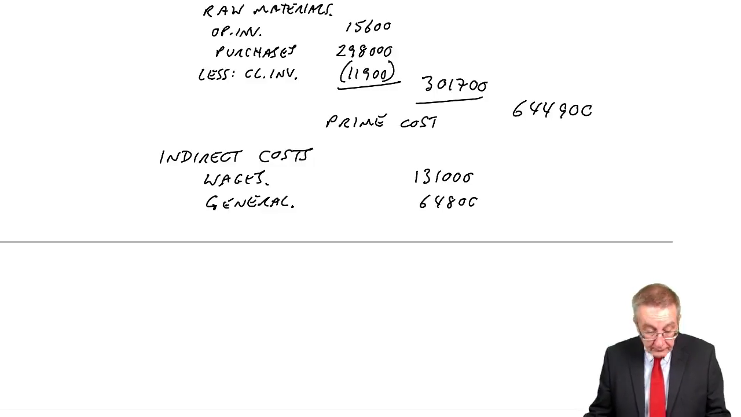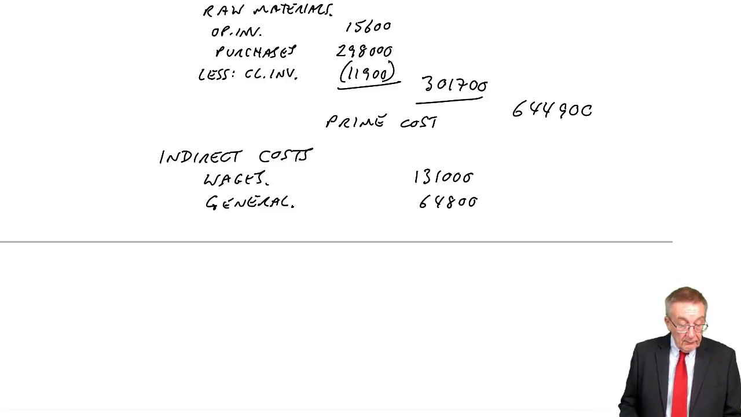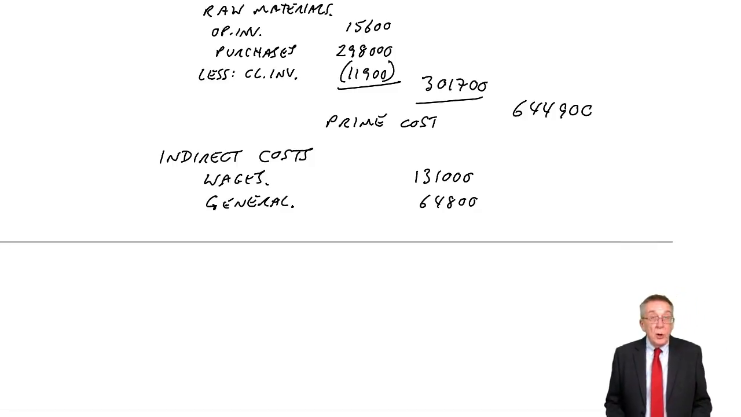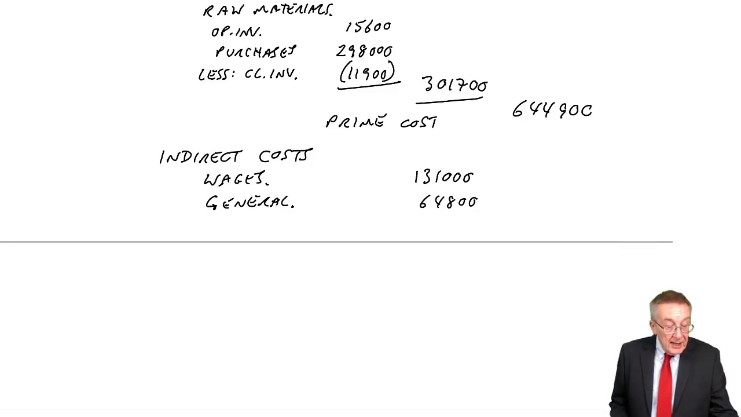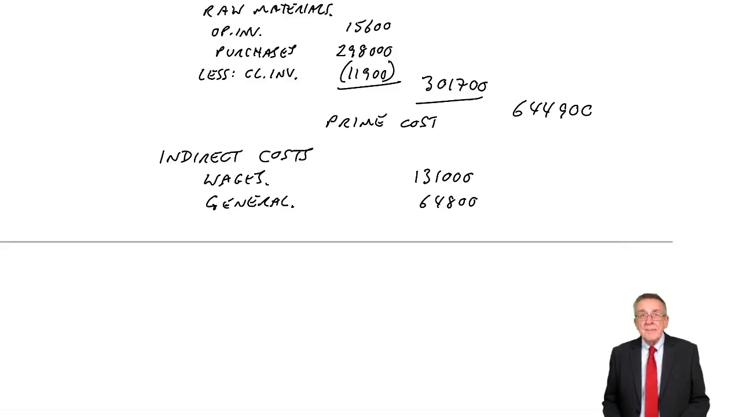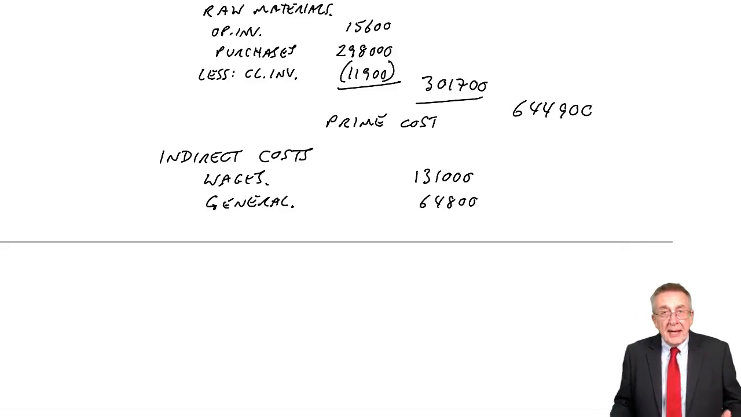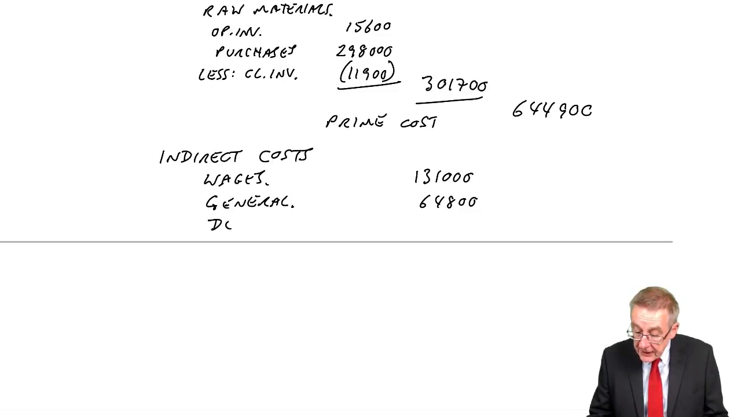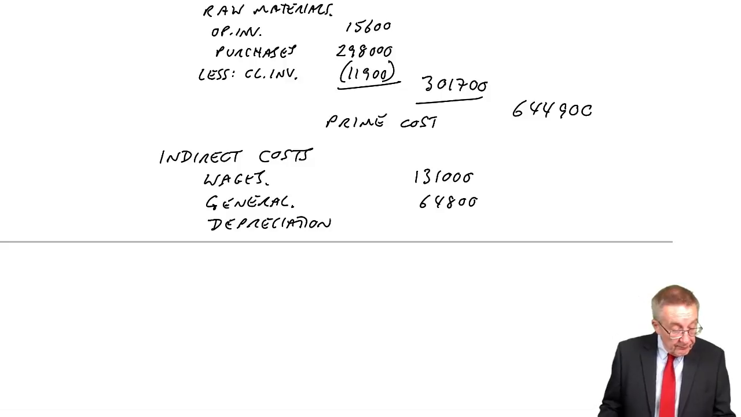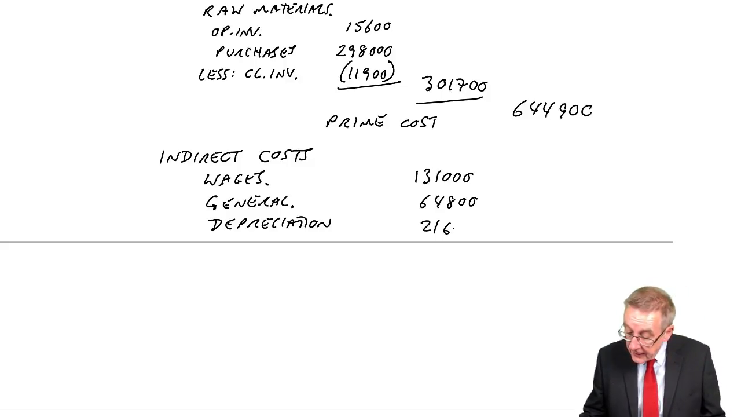64,800. Oh, jumping a few more, you see why I jumped in a minute. The last balance, depreciation of plant and machinery. It's an expense, and because it's plant and machinery, it's an expense in the factory. 21,600.